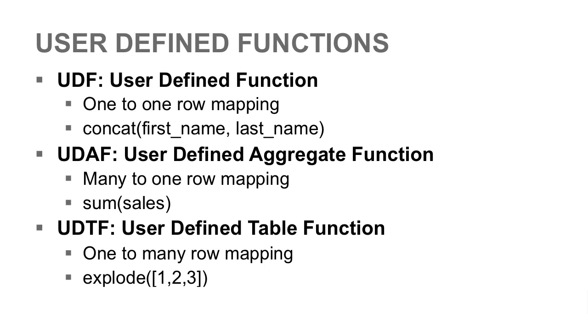When you work with Hive, you will notice that the number of functions that are defined are somewhat lacking in comparison with modern database systems. This is why we have the possibility to define user-defined functions, and we have three kinds of those. First, a simple user-defined function that is going to do one-to-one row mapping. An example is a concatenation function that can combine first and last name. Second, we have user-defined aggregate functions that can do many-to-one row mapping, for example, doing a sum of sales. And then finally, we have user-defined table functions, which are going to do one-to-many row mapping. An example is explode, which will take an array and create three rows.